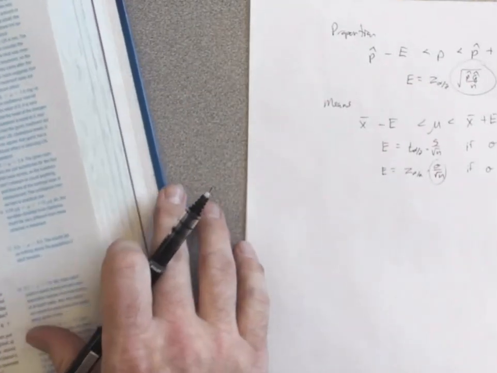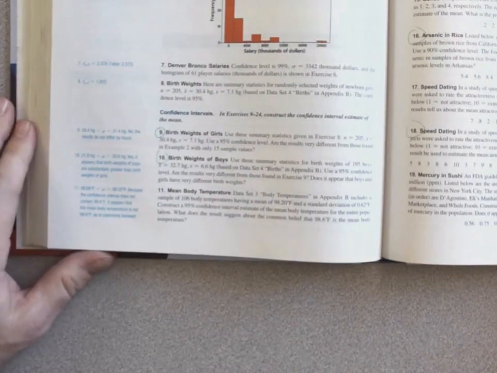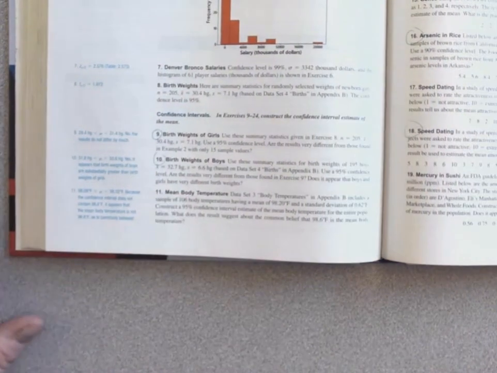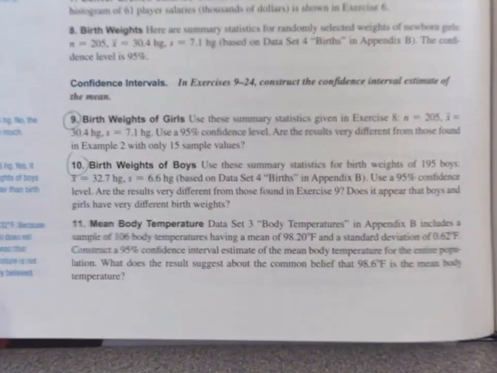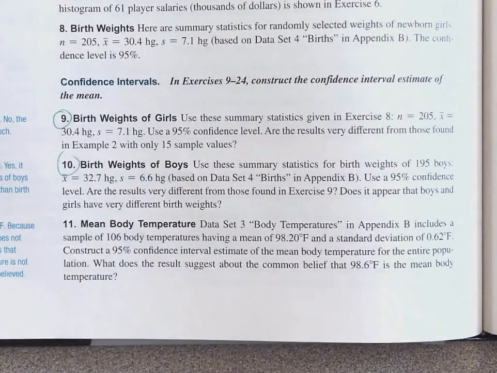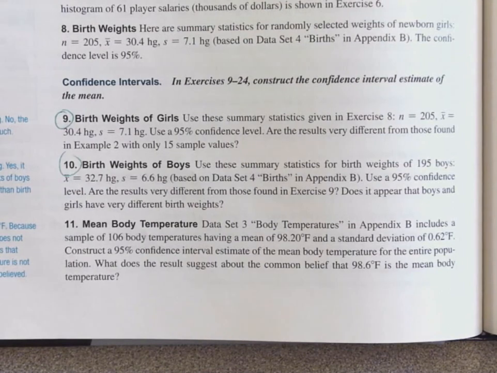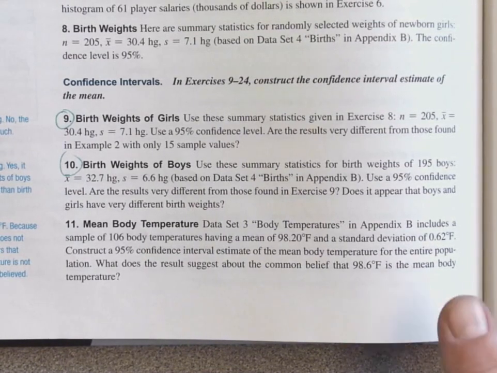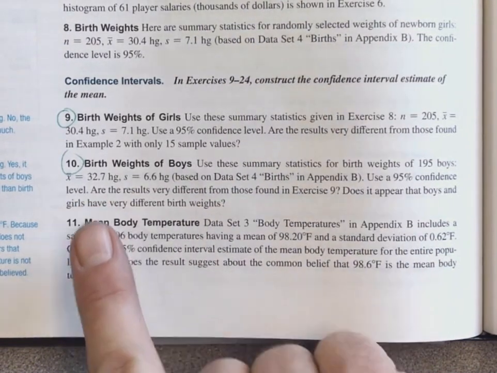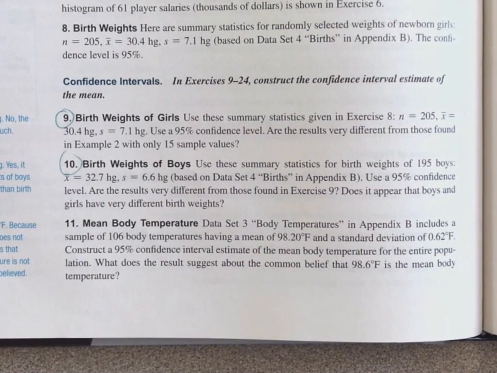It's so very similar. Okay, so what I'm going to do is do one where they give you everything, and one where you have to do a little bit of work, because this will be quick, and this will take a little longer. So number 10 says birth weights in boys. It says use these summary statistics for birth weights of 195 boys: X bar is equal to 32.7 and s is equal to 6.6. Use a 95% confidence level.